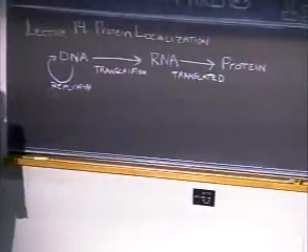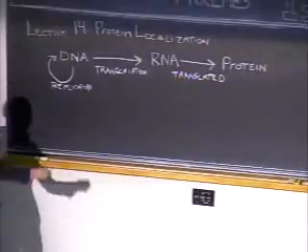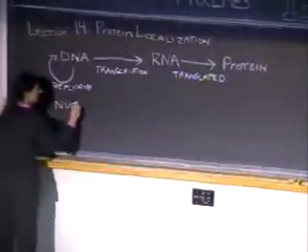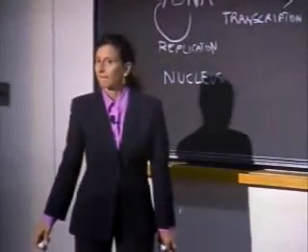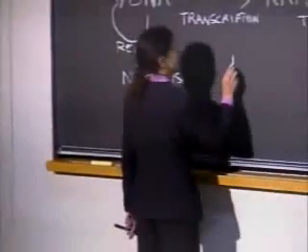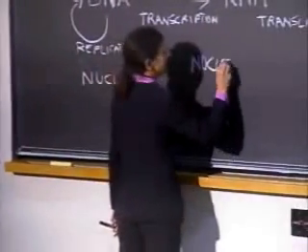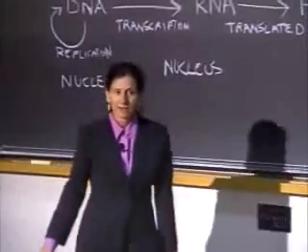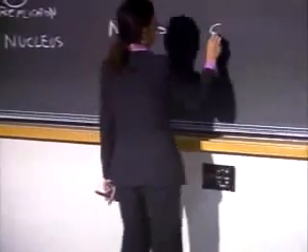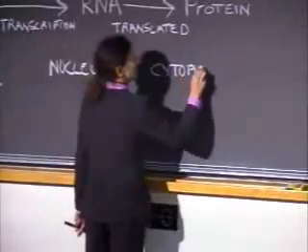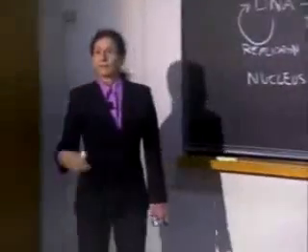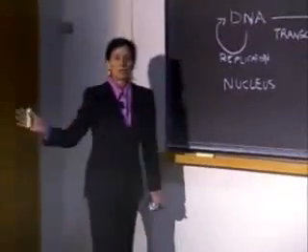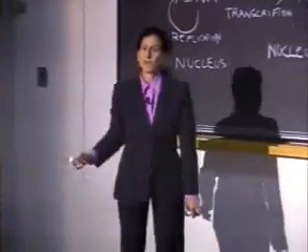Where does replication occur in a cell? Nucleus. Good. Where does transcription occur in a cell? Nucleus. I heard nucleus. That is correct. And where does translation occur? Cytoplasm. And yet we know that these processes require proteins to do them. Okay, you've just described where these processes occur in a eukaryotic cell.